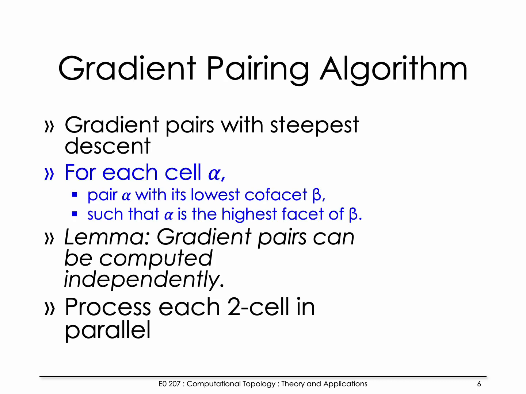Let's now talk about the gradient pairing algorithm. Once small f is extended to capital F, what happens is that every cell in the cell complex becomes critical. Now, why is that true? Just a simple observation will help you convince yourself that this is actually good.